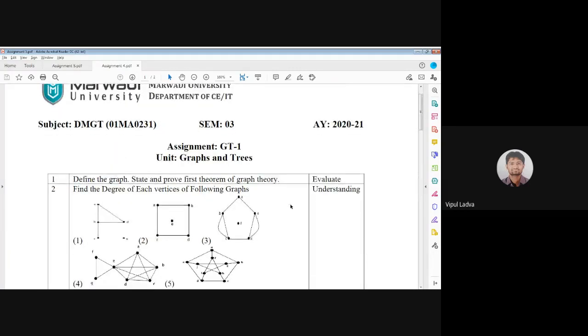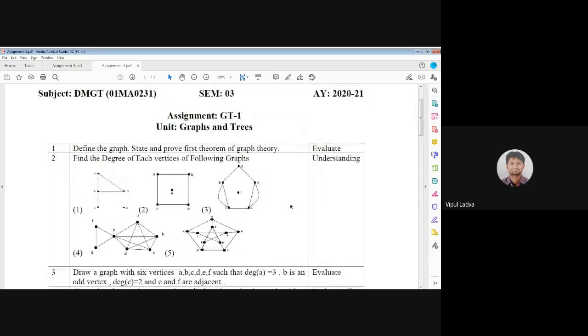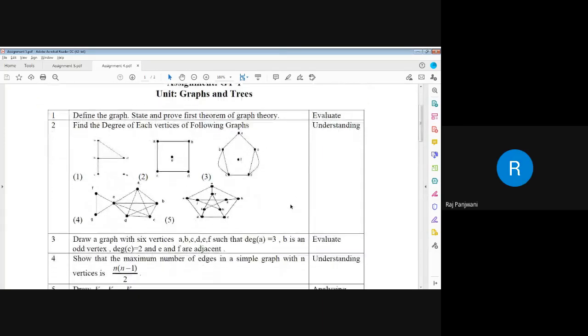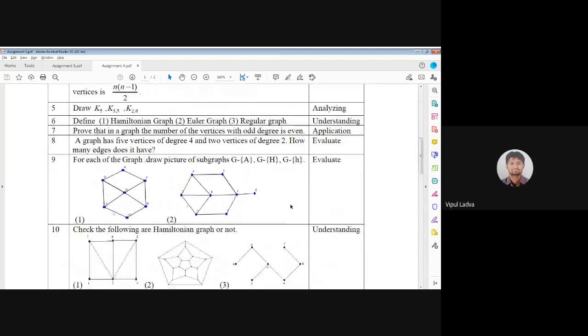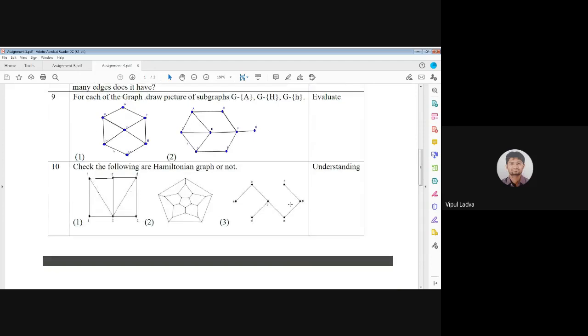Assignment 4 is visible, right? Yes sir, that is the one, assignment 4. In this assignment, we had moved up to question number 8. We had finished up to 8, 9. From the 10th, we are supposed to start.